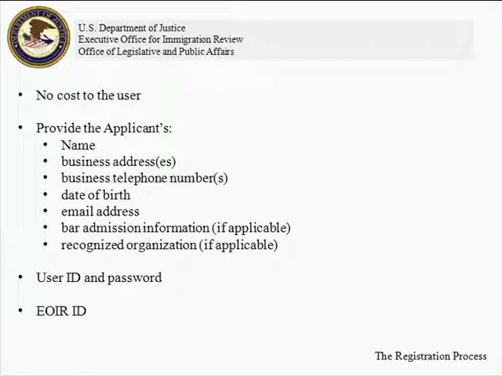eRegistry is free to you. It will not cost. There is no registration fee, not for an initial sign-up or any annual fee or anything like that, as may be experienced in other similar systems.